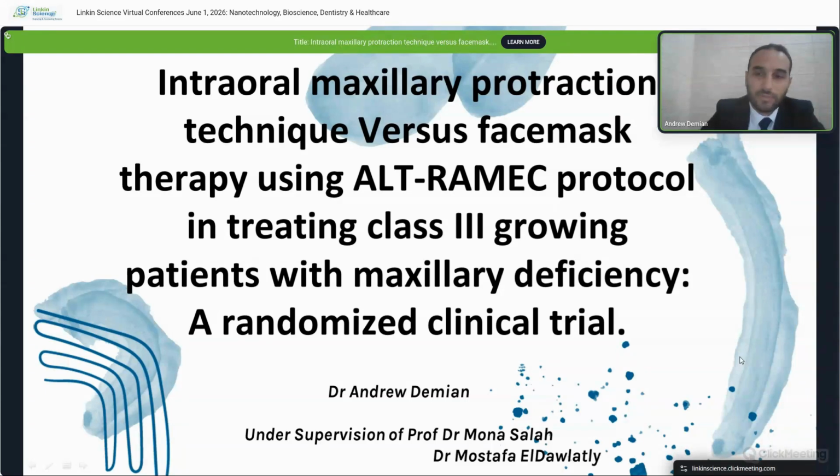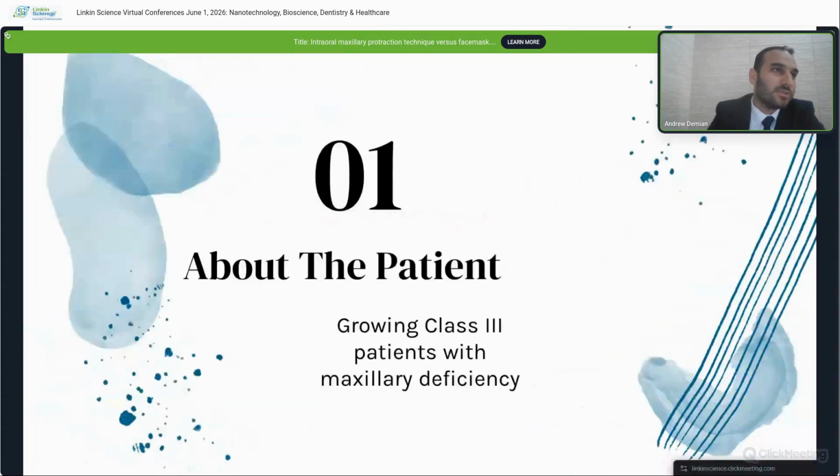So let's first discuss our problem here, which is: what patients are we talking about? They are growing patients. They have to be growing, and we know that from something called the cervical vertebrae maturation stage, where we can know how much of the growth is left for these patients. And they have to be class 3 patients, of course, but with maxillary deficiency, because sometimes class 3 patients have a mandibular excess, not a maxillary deficiency.